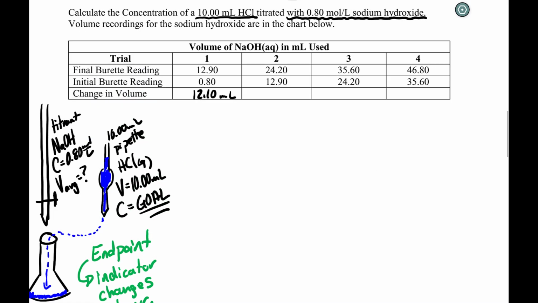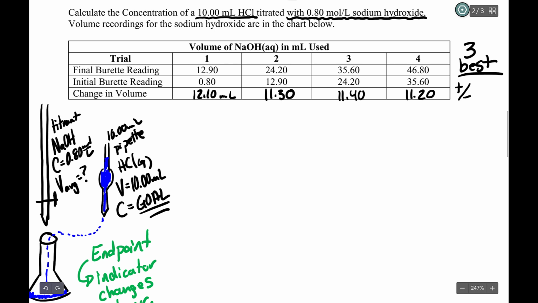So let's look at completing this question quantitatively and actually doing the calculations required to get a concentration. Let's finish by doing this. What you would do in the lab, you get your trials and you calculate your changes in volume. The first one was 12.10. The next one is 11.30. The next one is 11.40. And the last one is 11.20. Now, we always use our 3 best trials, and the general rule is they have to be within plus or minus 0.1 milliliters of one another.